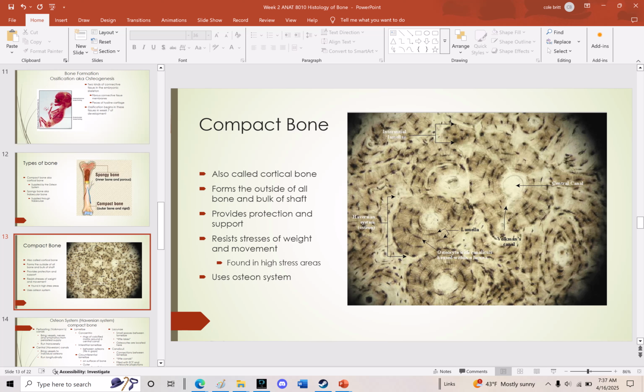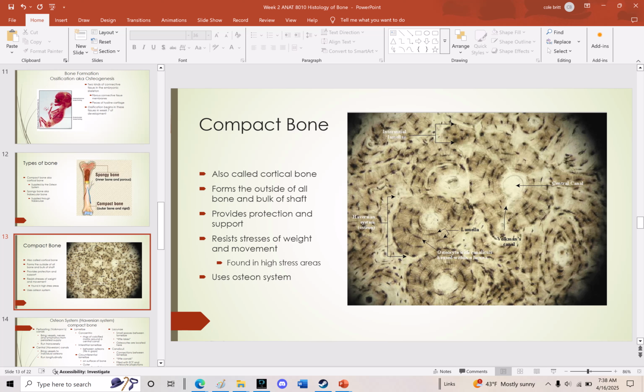We typically find that osteon system obviously in the cortical bone, but we find it typically on the outside of a bone in areas that need a lot of protection and support. So they're very resistant to stress from weight. And it's ironic to think that the bones of our spinal column are mostly spongy bone. Spongy bone is not really designed to carry weight, but we think that our spine is really supporting and carrying all of our weight.